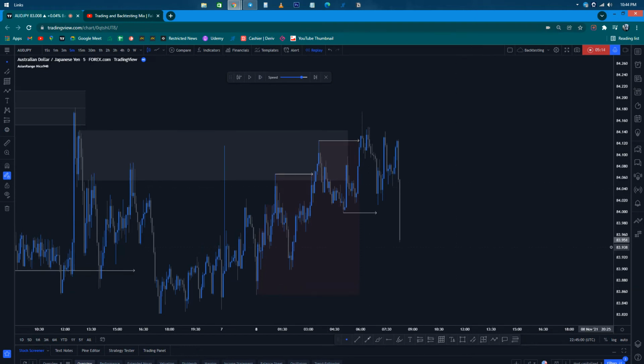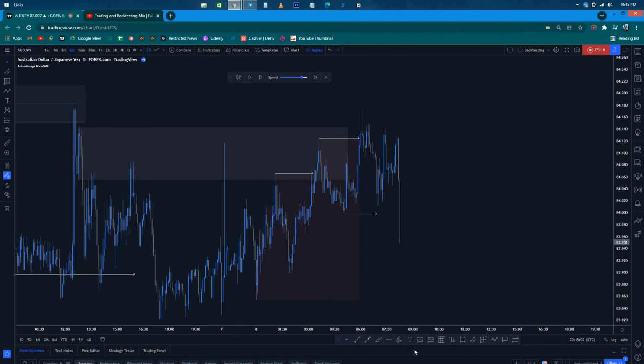Okay, so now we have had a very clear break from here. All this was just noise because there is no clear break, and probably I'll not be taking this. Though we had a break, we are in a ranging market, so I need to see a very clear break of structure. This might not be enough to actually convince me to take the trade.